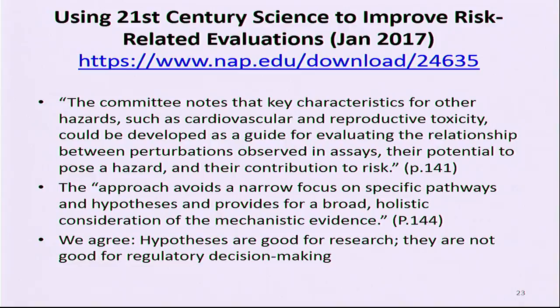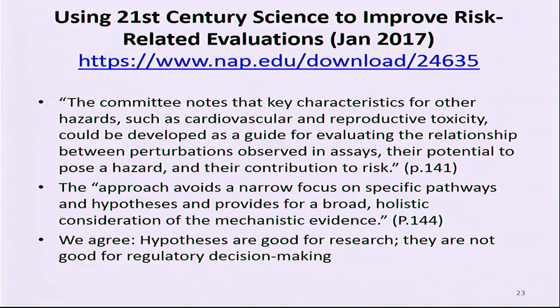So this just basically says what I just said, which is the language in the actual latest risk evaluation report from the National Academy. And the important point I want to make here is, down in the second part, the key characteristic approach avoids the narrow focus on specific pathways and hypotheses and provides a broad, holistic consideration of the mechanistic evidence. This is what we need, rather than somebody's favorite mechanism of how something works and then applying regulations around this.